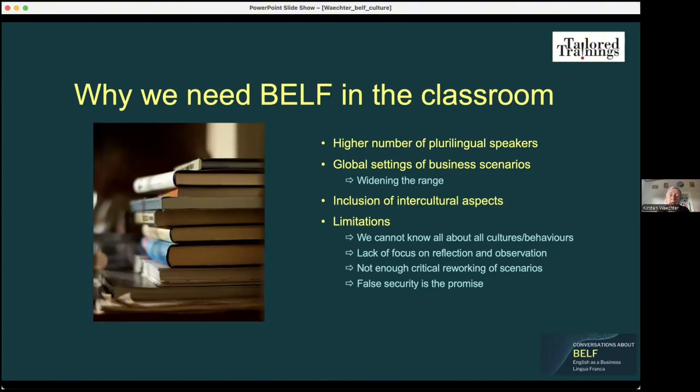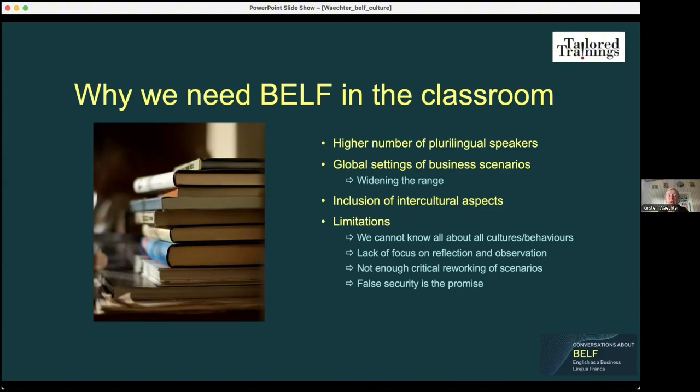And here are some arguments that you can actually use. First of all, we have a higher number of multilingual, but also of plurilingual speakers. We have these global business settings where 75% are not native speakers of English and use English any way they want to. I think BELF really allows us to include these intercultural or pluricultural aspects, especially as we need to be aware of limitations. As I said, you cannot know everything about all cultures or behaviors, so you have to build common ground through BELF and pluriculture.